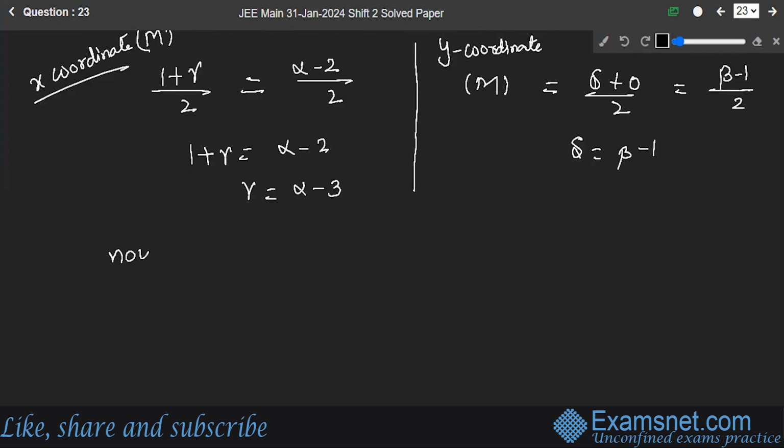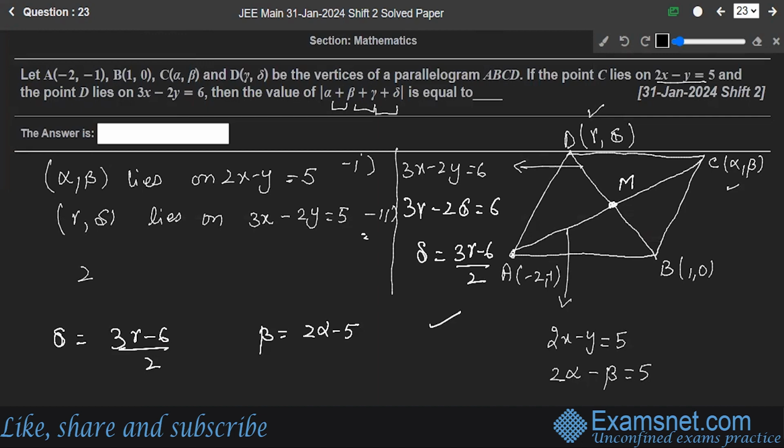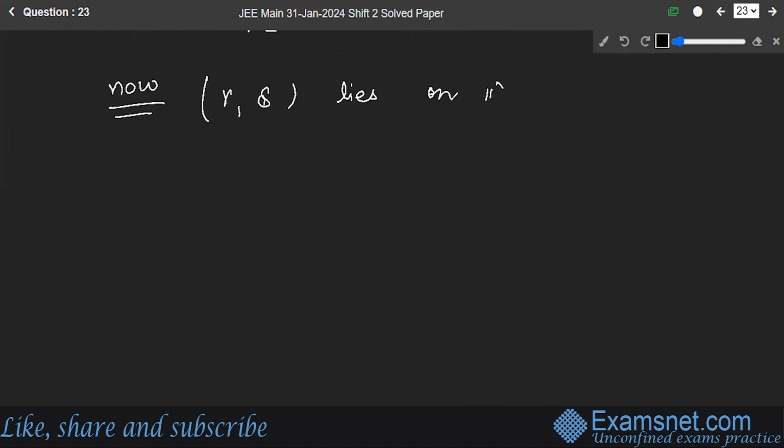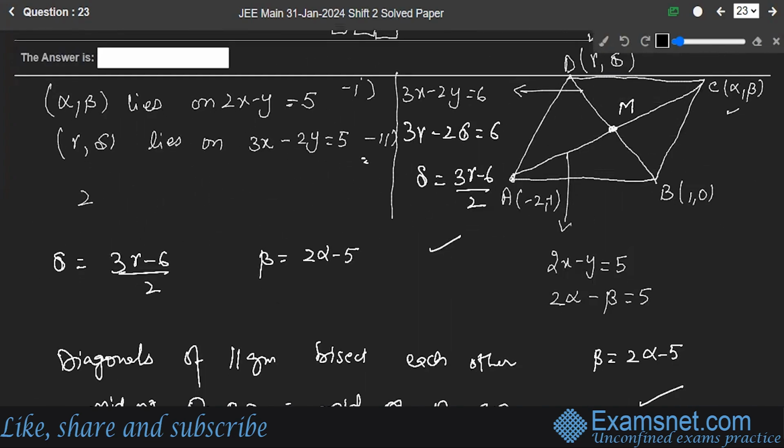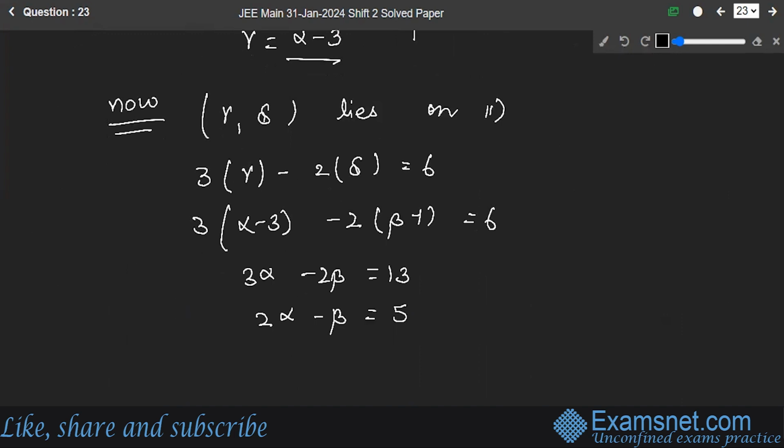Now, your gamma and delta lie on the second equation. So you have 3 gamma minus 2 delta is equal to 6, and gamma is alpha minus 3, so 3 times alpha minus 3 minus 2 times beta minus 1 is equal to 6. This gives you 3 alpha minus 2 beta is equal to 13, and from the first equation, 2 alpha minus beta is equal to 5. So I have the two equations.